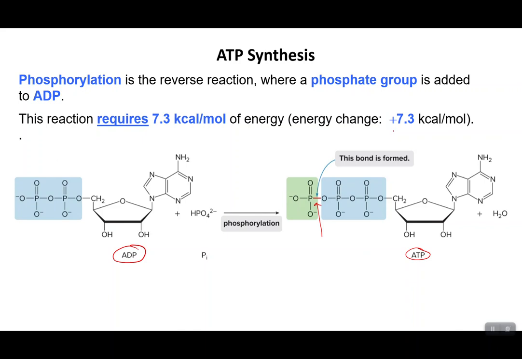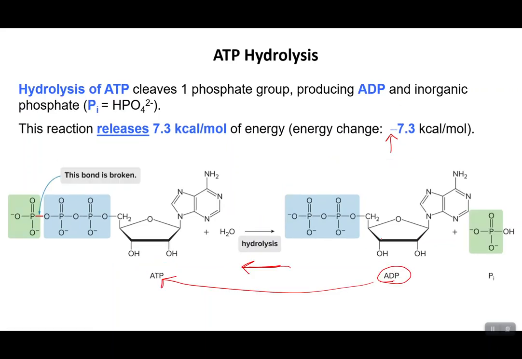And we write this with a positive sign. So when we have a positive sign in our energy change, that means that reaction requires energy to be provided in order to make the products, in this case, in order to make ATP. But if the sign is a negative, that means that when that reaction proceeds, it's going to release that amount of energy, as I showed you with ATP hydrolysis.